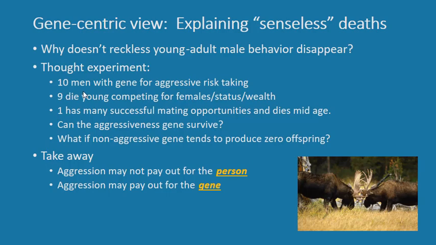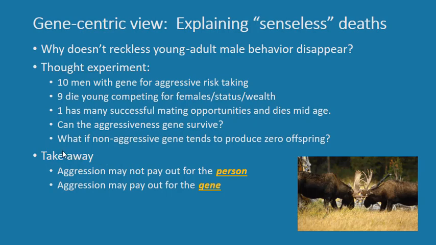experiment. Imagine you have 10 men with a gene for aggressive risk-taking, and 9 of those die when they're young, competing for females, for status, for wealth. Lots of times some of these skirmishes are about status. Somebody feels like they've been disrespected. So if you have those 10 and 9 die young, but 1 has many successful mating opportunities and then dies in mid-age, but the women that he had mating relationships with bear his children and raise them to adulthood, could that aggressiveness gene survive?